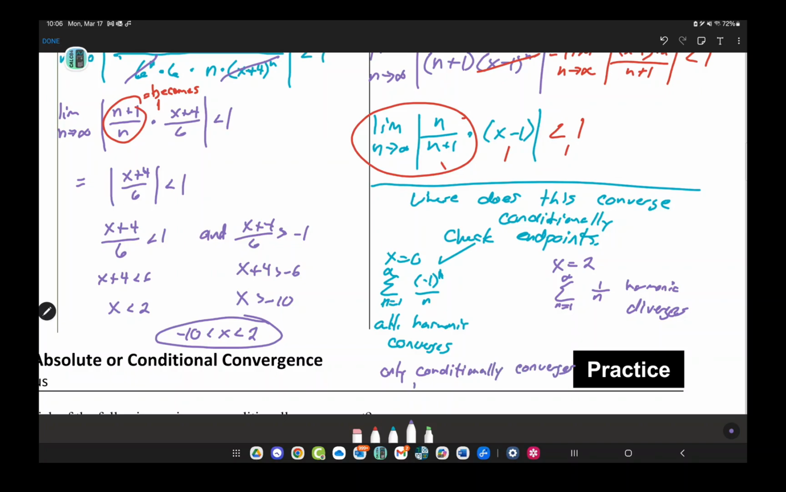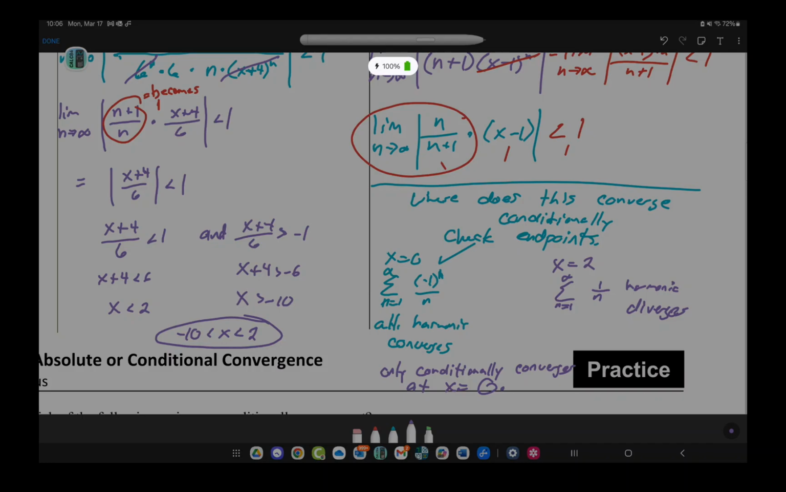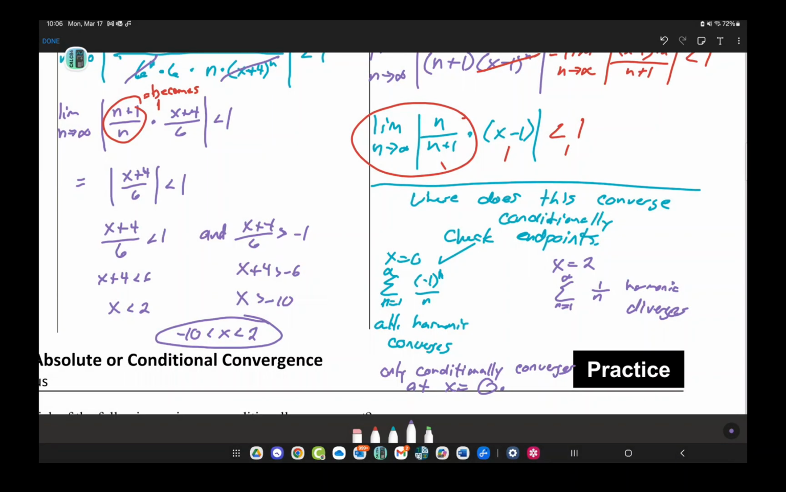Convergence at x equals 0. Alright, so have your homework tomorrow. Come in with the homework questions if you have them, and we'll start working on the review.